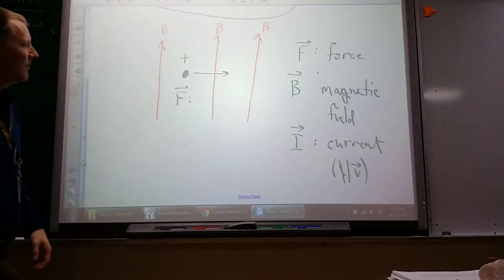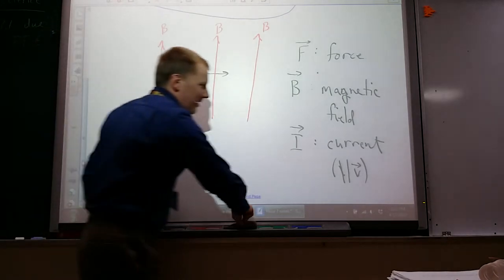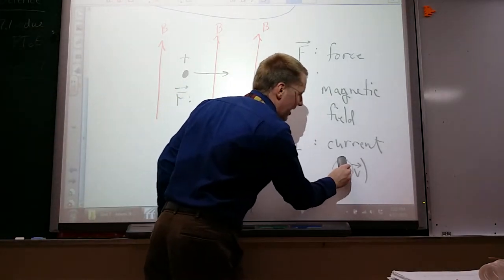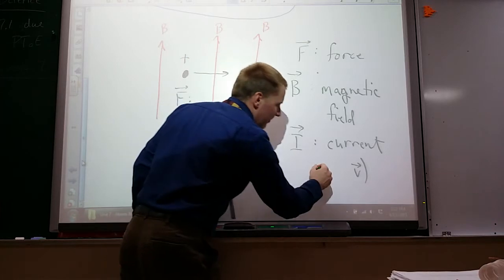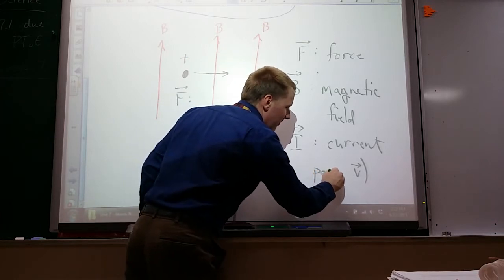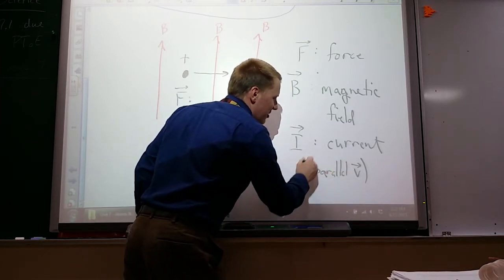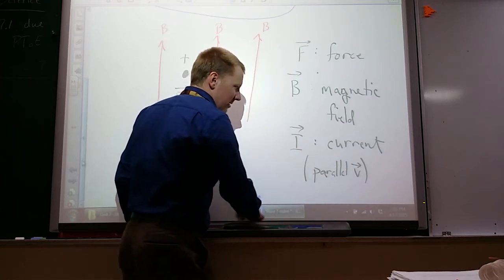What's below current? Oh, sorry, I didn't do that neatly. Parallel to velocity. Is this solenoids? This is moving charges. That'd be this one.